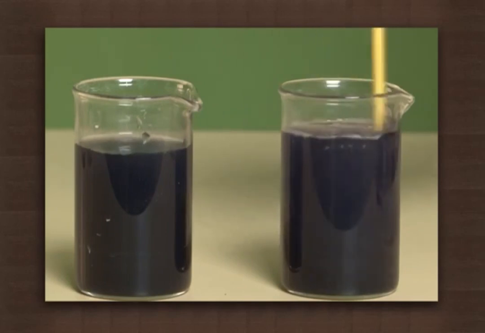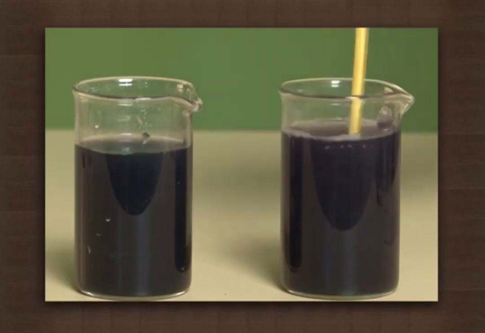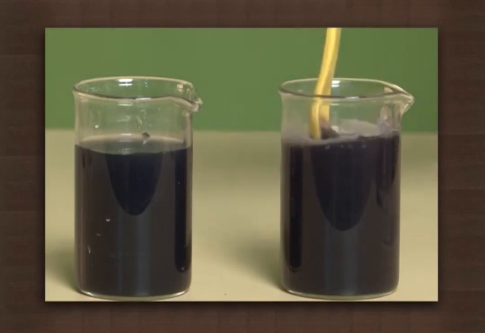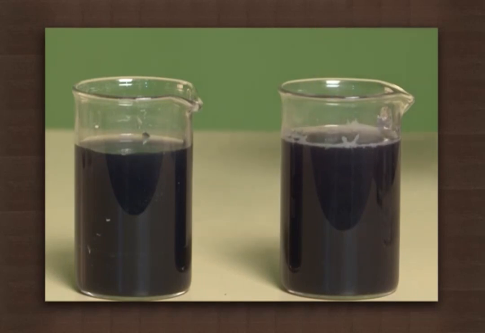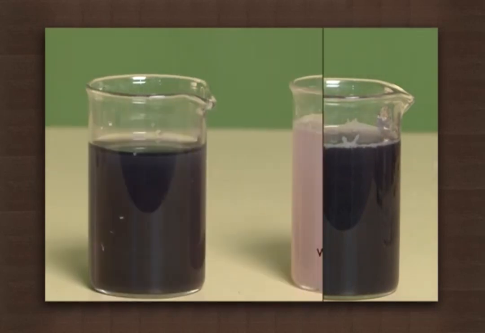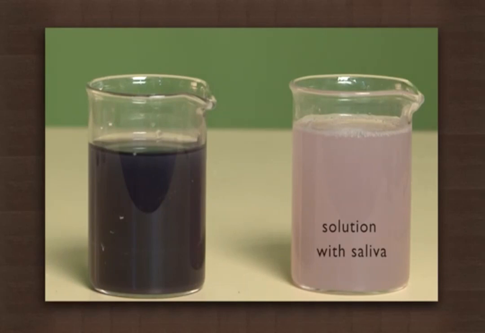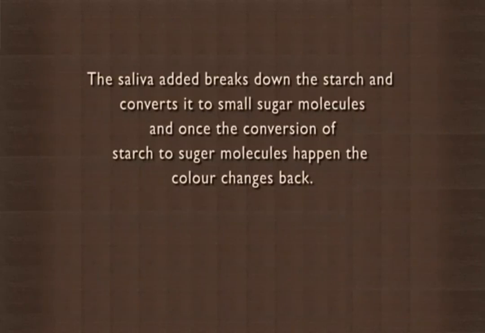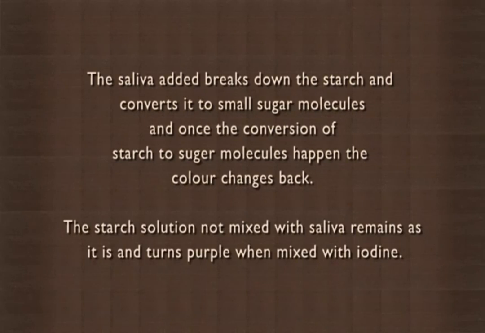Both the solutions turn violet. However, after some time, the solution in which saliva was added fades and turns white. Why does this happen? The saliva added breaks down the starch and converts it to small sugar molecules. And once the conversion of starch to sugar molecules happens, the color changes back. The starch solution not mixed with saliva remains as it is and turns purple.